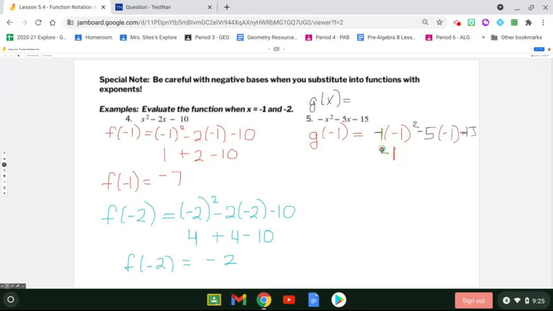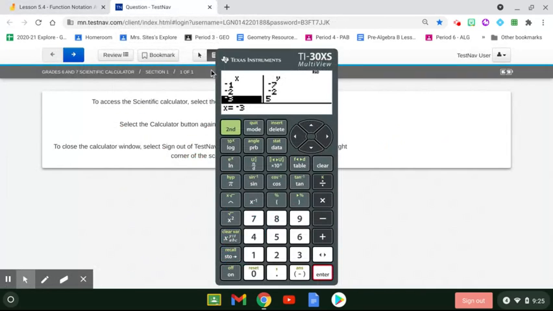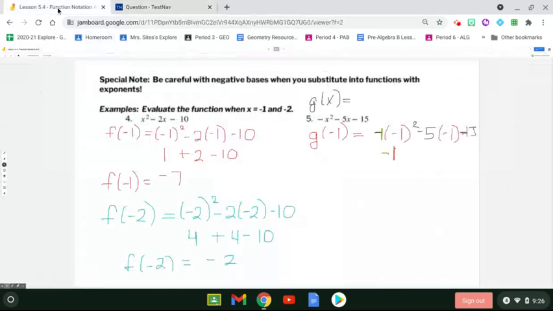Let's actually make sure that that's right in our calculator. If you're ever unsure, you can go back and just literally plug it in. So let's get out of the table feature. We're going to type in our calculator exactly what we see. You can see that's giving you -1. So if you're ever doubting yourself, plug it in. Then -5 times -1 and -15. So we're going to get an answer. That's 4, and 4 minus 15 gives me -11. So that means that g of -1 equals -11.